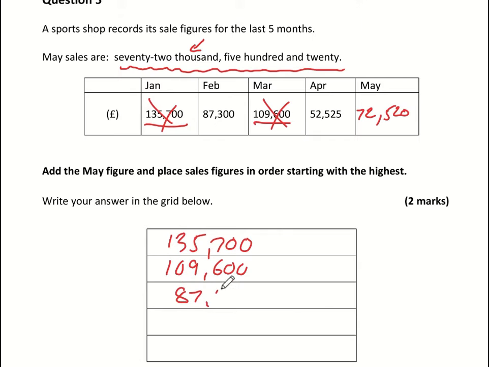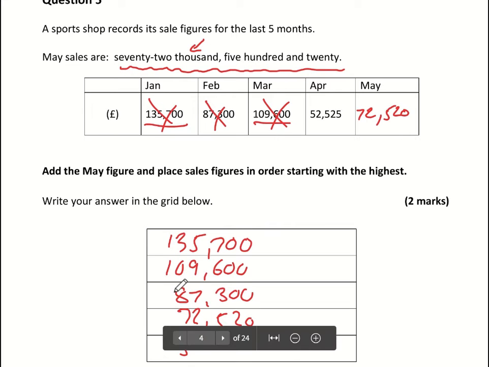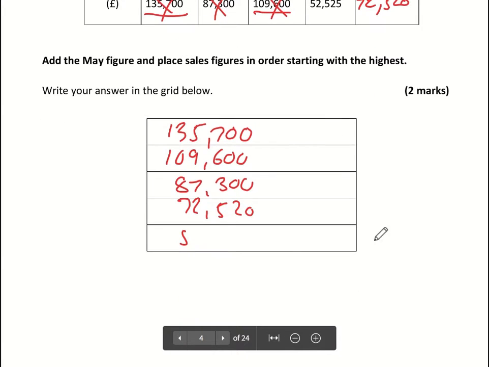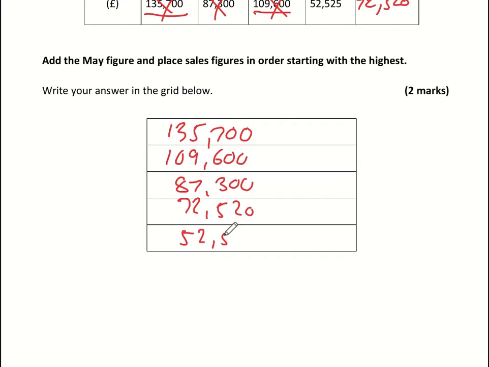So 8 is bigger than 7, and 7 is bigger than 5. Let me just scroll down a bit. 5252. There'll be 52525. There we go, and we are done.